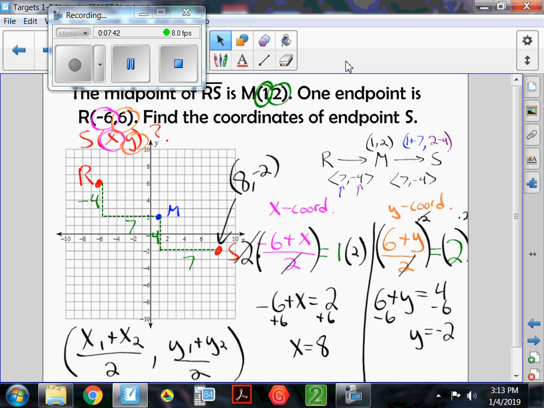So 3 different ways to find midpoint. Feel free to watch the video again or rewind and watch parts. And then talk to your math teacher or myself if you have questions.